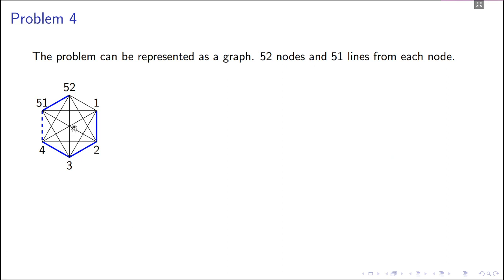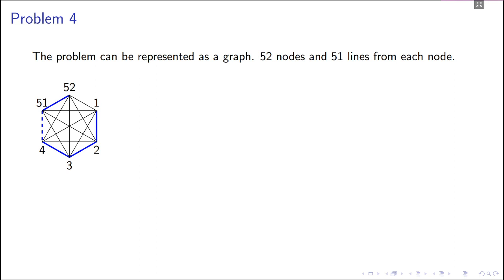So the 52 cards can be represented as the vertices, and the edges will represent the answer. I've marked some as blue, some as black. The black means the answer will be a no if you inquire between two cards. If the answer is no, it's a black line. If the answer is yes, then it's a blue line.